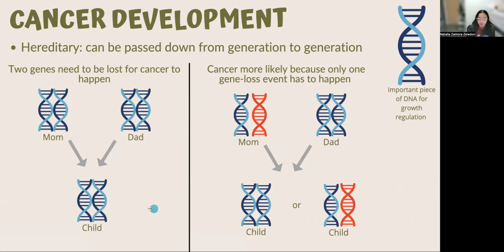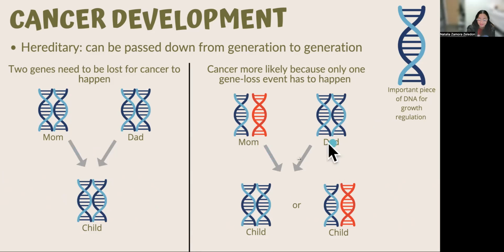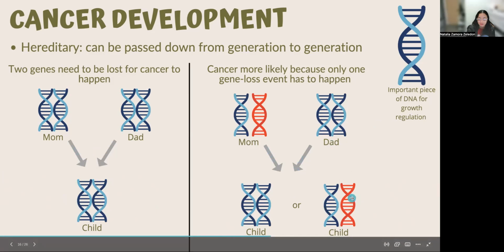In the case on the right here, cancer will most likely occur because only one gene loss event has to happen.